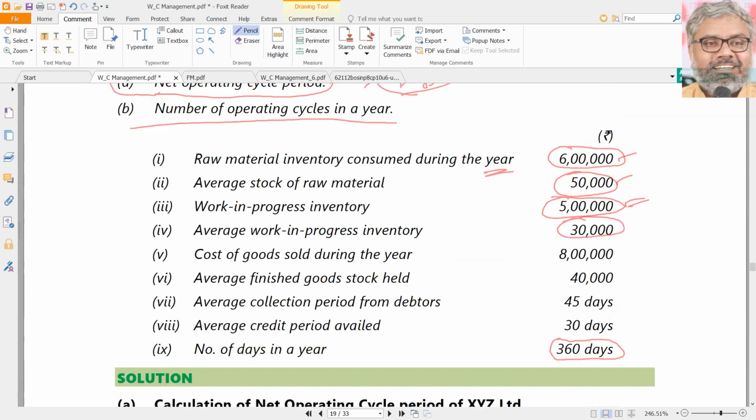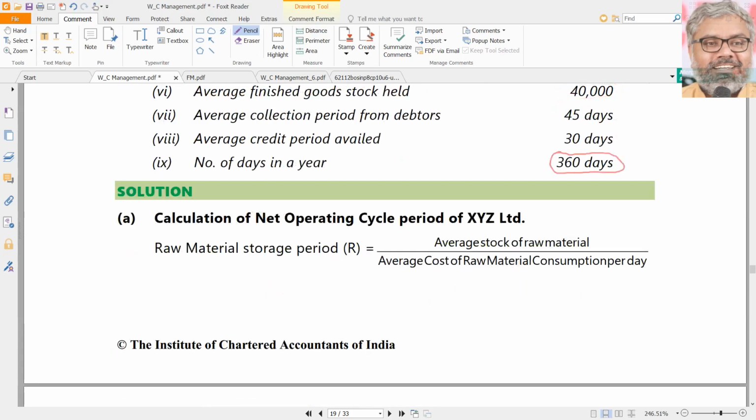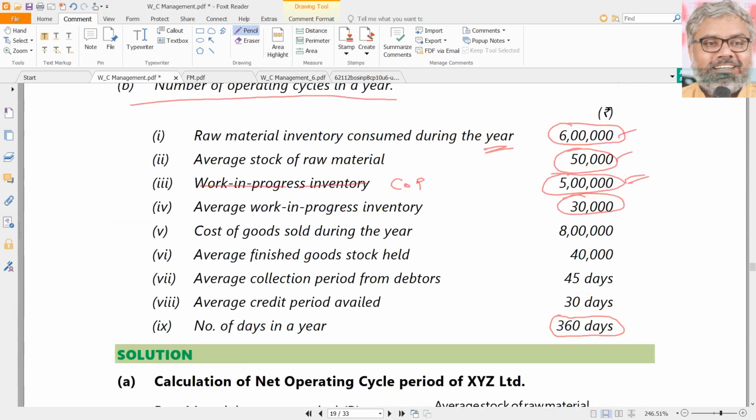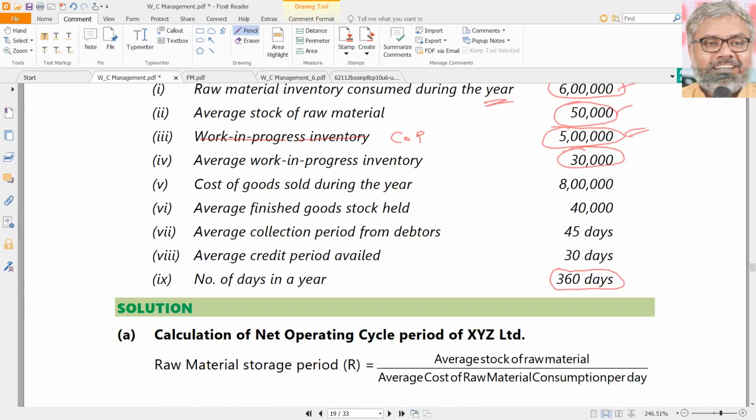So here, instead of work in progress inventory, let us call this as cost of production. That is better. Per year, that is given. And we have 22 days of work in progress on an average, we can say. Then there is cost of goods sold during the year, 8 lakhs, and average stock of finished goods is 40,000.